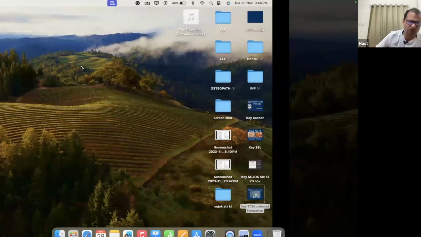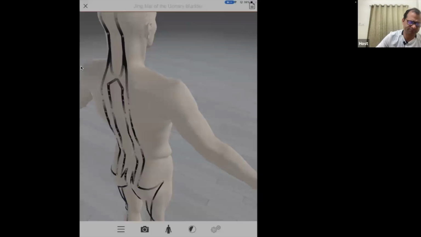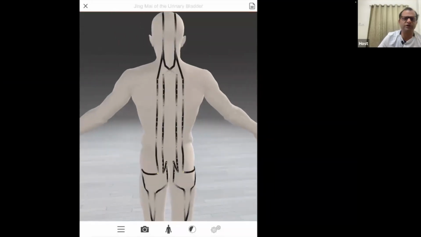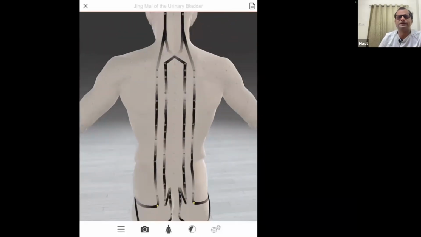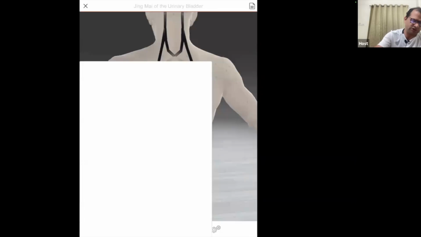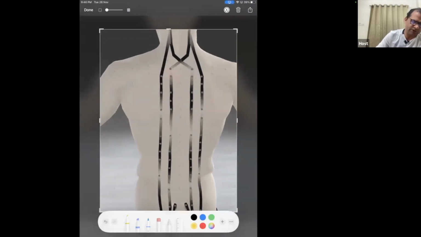Look at this. I am bringing your focus to the urinary bladder channel. So we can see the urinary bladder channel. In the urinary bladder channel, we are having a double line. Only this is the channel having a double line. कभी आपने सोचा है कि double line क्या है? One is the inner line, one is the outer line. Same on the other side.